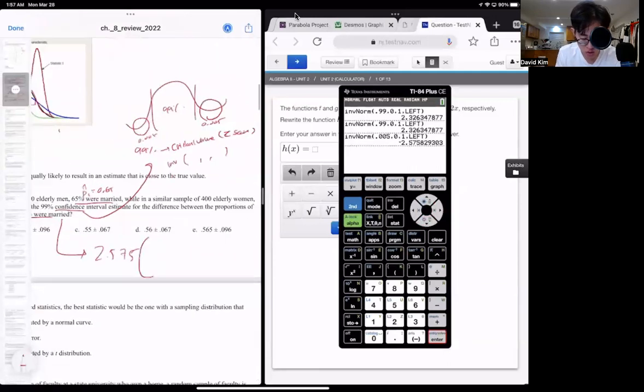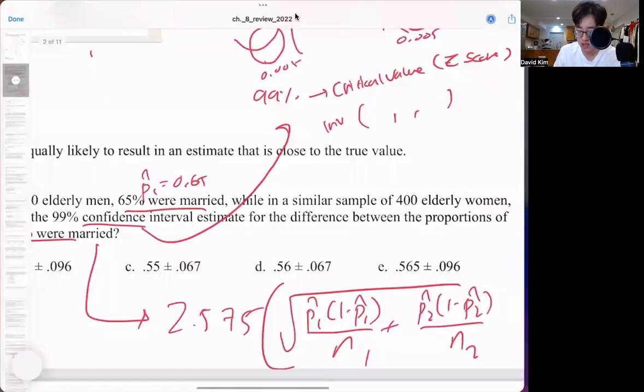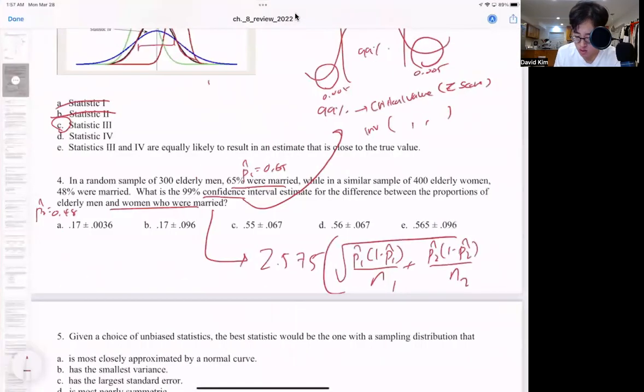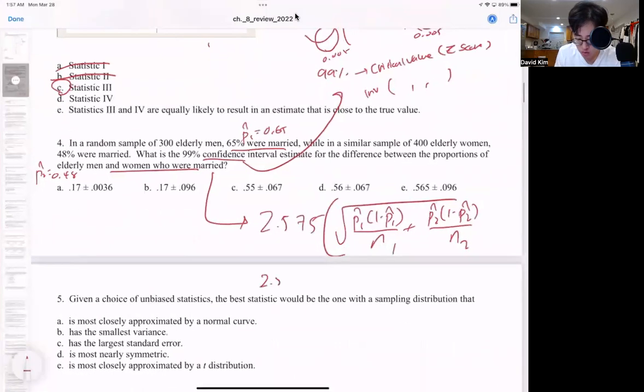And now what you're going to do is you're going to actually use the formula that states p1 hat (1 minus p1 hat) over n plus p2 hat (1 minus p2 hat) over n. Maybe I should label the subscripts for n as well, n1, n2. So if you actually type it in, we get 2.575 times the square root of 0.65 for men, 0.35 for the percentage of the other half over 300, plus 400 elderly women, 0.48, 0.52.